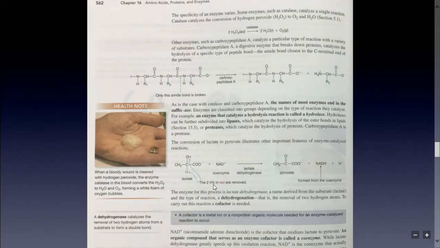It's taking away 2 hydrogens. You can see them here in red, one there and one there. And so this is lactate or lactic acid. And basically we're taking these 2 hydrogens and we're going to put them in 2 different places.